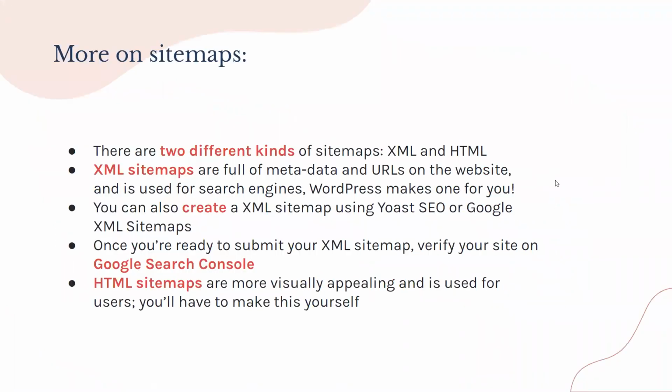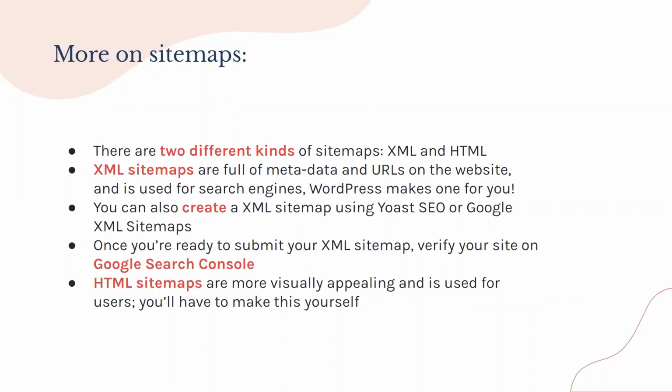Now, there are two different kinds of sitemaps. There's an XML and an HTML one. An XML sitemap is usually full of metadata and URLs on the website. It's nothing fancy looking at all. It's really for the search engines. And cool enough, WordPress actually makes one for you automatically.